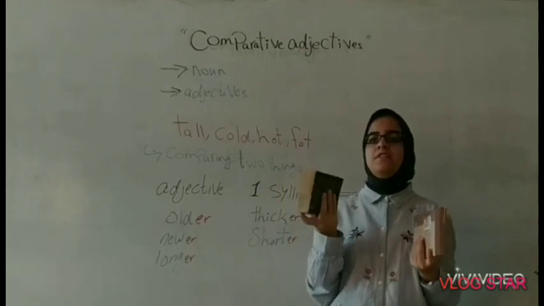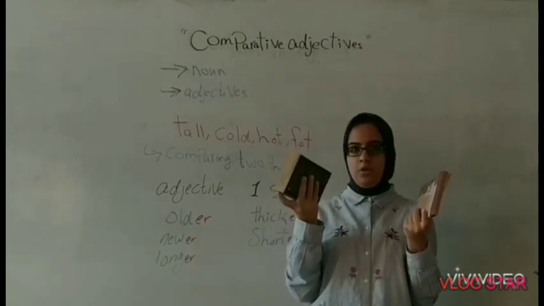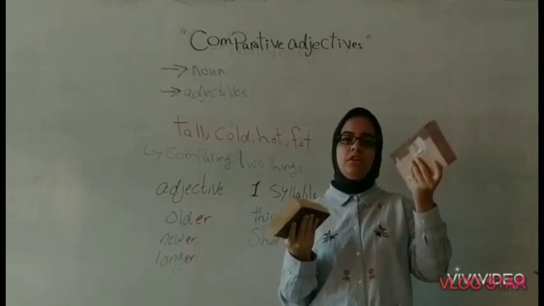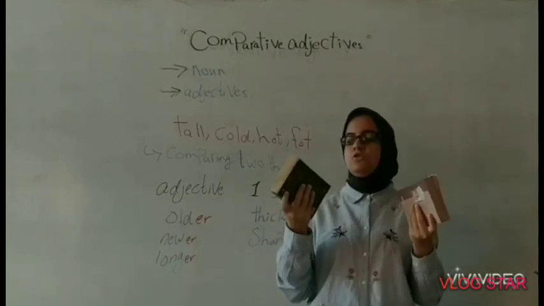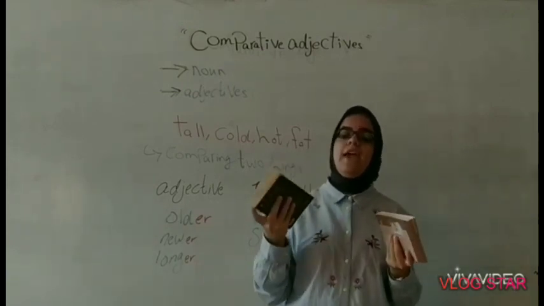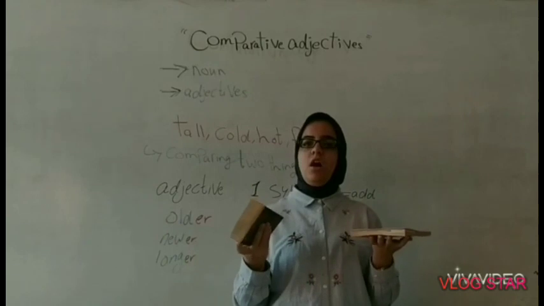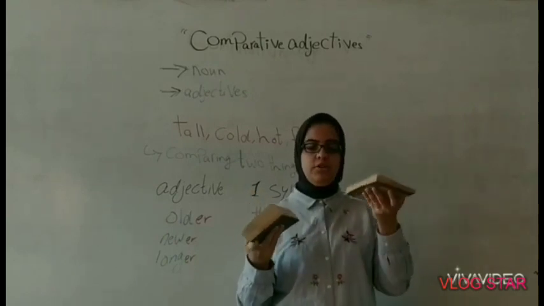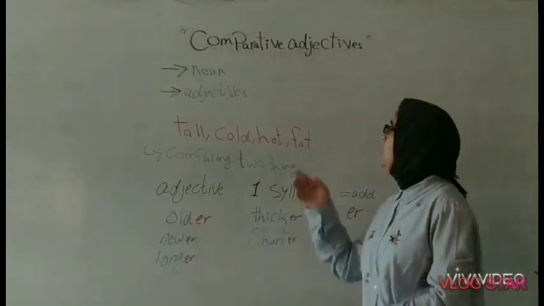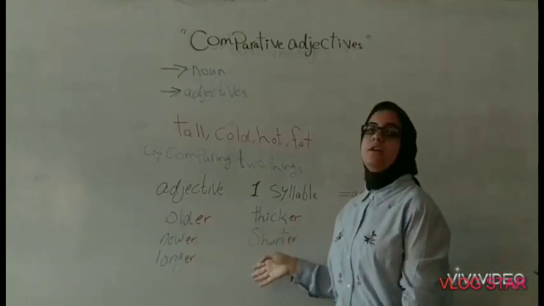So I would say this book is heavier than this book. This book is heavier than this book. And this one is lighter than this book. So here the adjective heavy, I added ER, so it will be heavier. And the adjective light, I added ER, so it would be lighter than this book. Okay? So let me remind you again, we use the comparative adjectives when we want to compare between two things.